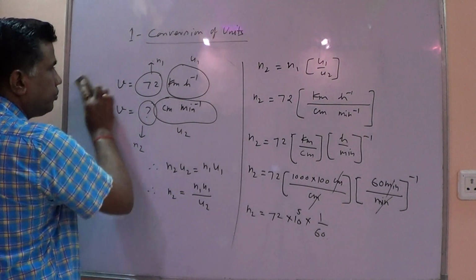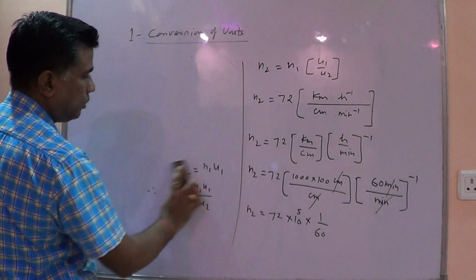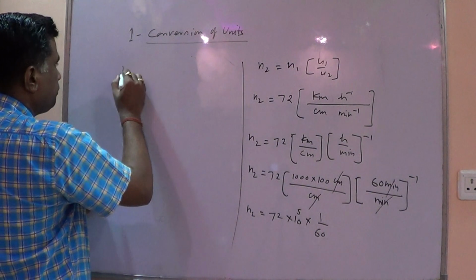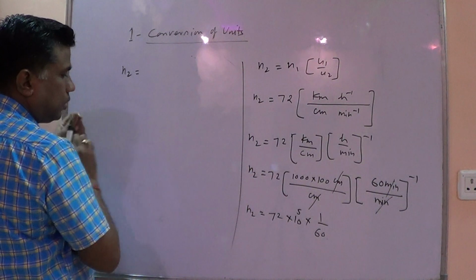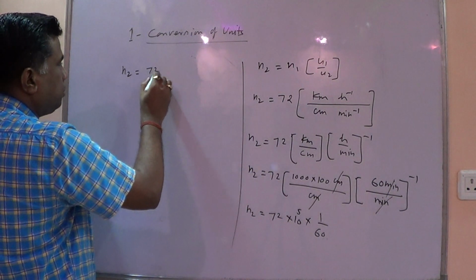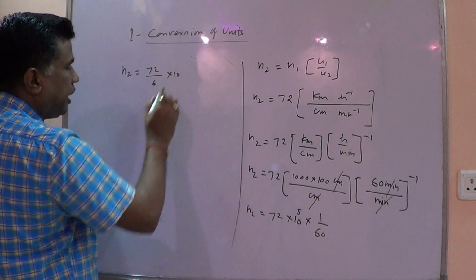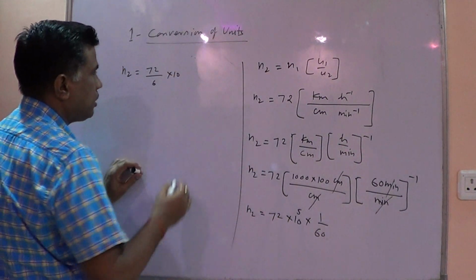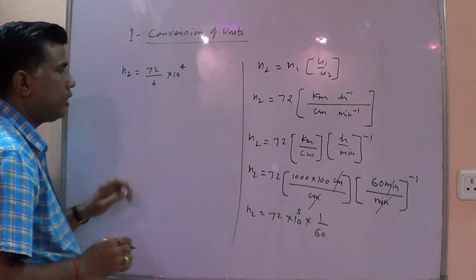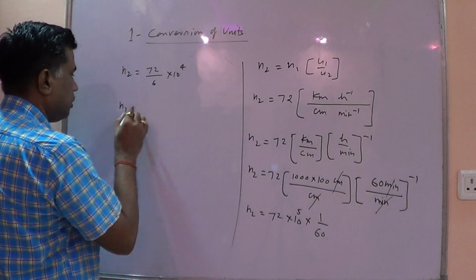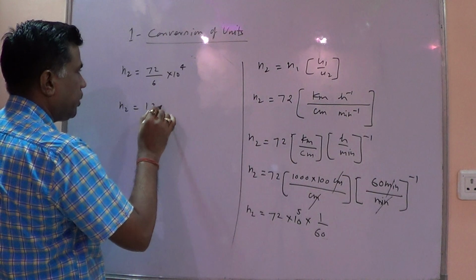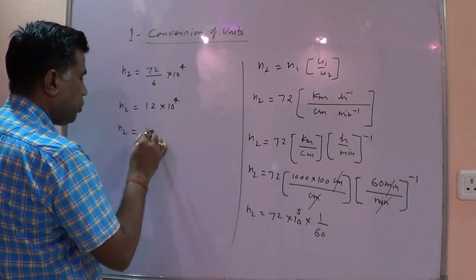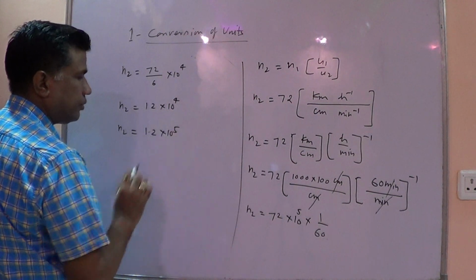So N2 is equal to 72 by 6 into 10 to the power 1; the 0 is cancelled. So 10 to the power 5 will remain. 6 ones are 6, 6 twos are 12, into 10 to the power 4. We can write it as 1.2 into 10 to the power 5.